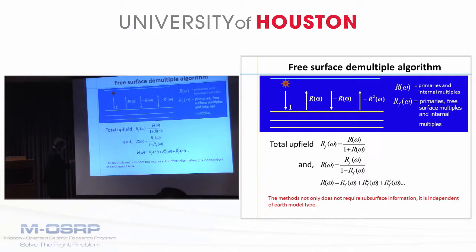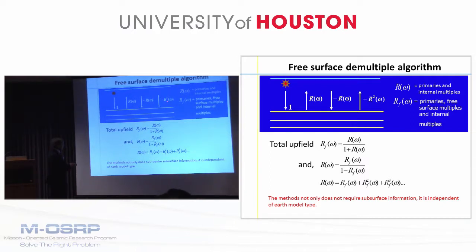That's where this came from. So this goes up, hits again and comes down with R squared. Add up all the up waves. You get this, the up waves. We're talking about deghosted data, yes? This wave is down, yes? So if you add this up, R minus R squared plus R cubed, you get that R sub f of omega is this form right here, yes? In other words, R of omega minus R of omega squared plus R cubed is this, yes?